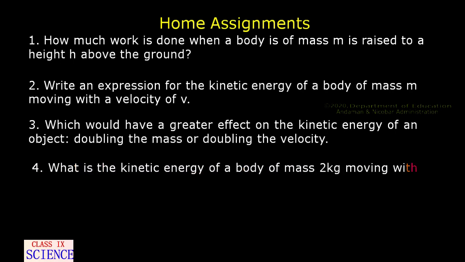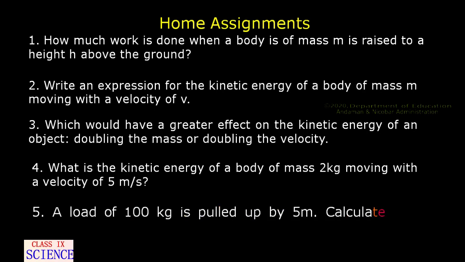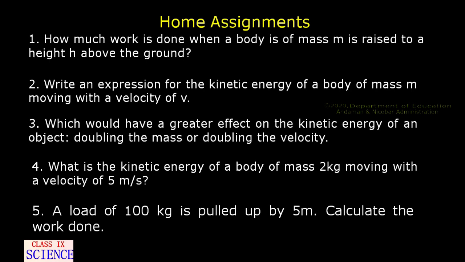What is the kinetic energy of a body of mass 2 kg moving with a velocity of 5 meter per second? So here mass is given, velocity is given. Just substitute the values in the expression, then you will get the kinetic energy. The last question: a load of 100 kg is pulled up by 5 meter. Calculate the work done. A similar kind of question we have already practiced. Likewise, you can do this problem also.